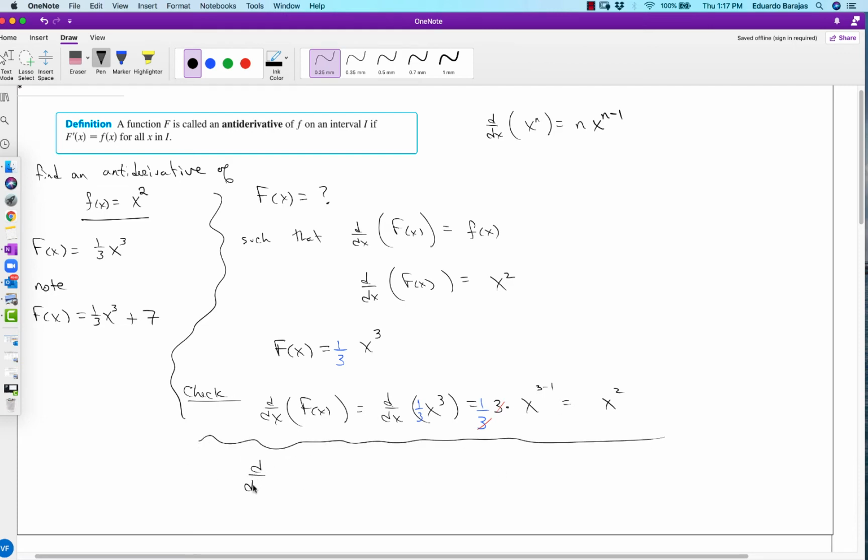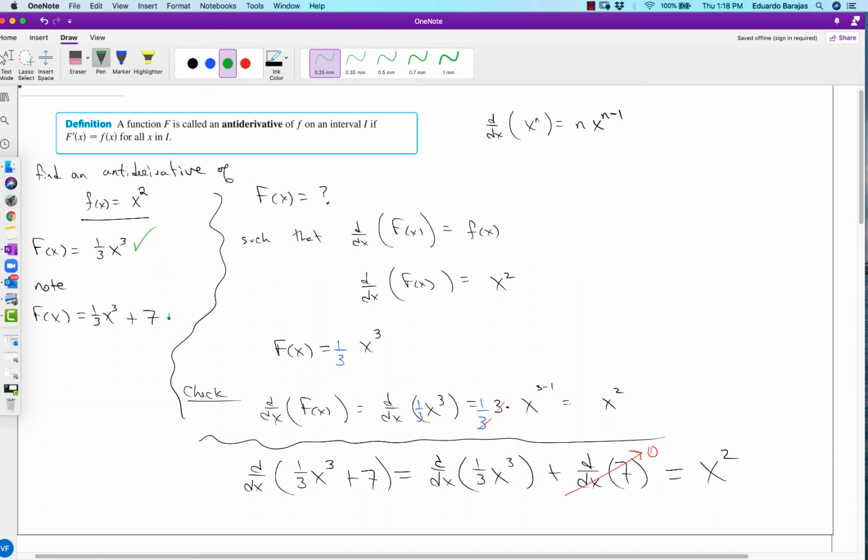Note that if I take the derivative with respect to x of 1/3 x cubed plus 7, that's going to be equal to the derivative with respect to x of 1/3 x cubed plus the derivative with respect to x of the 7. And we know that the derivative of a constant is just equal to 0. And well, we established the derivative of this is exactly equal to that. So this is going to give me the same result. That's going to give me an x squared. So this is a valid answer. Yep, that works. But so is this.